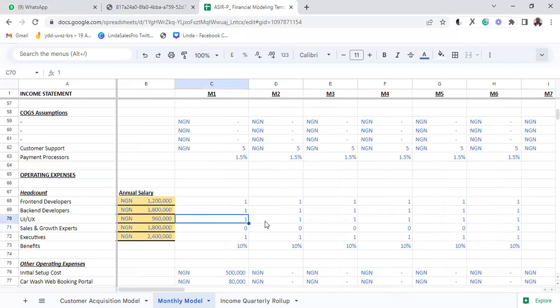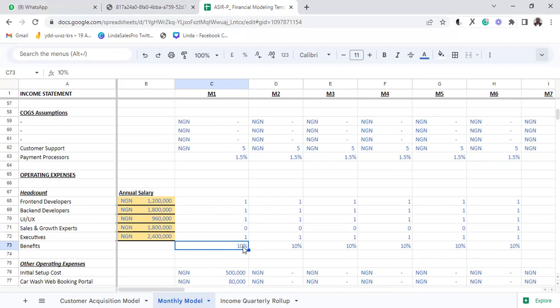Now, UI/UX people, you need one UI/UX person from the beginning, you need one back end, you need one front end, based on, so here, benefits. So if you're giving out benefits, you can factor in benefit. Okay, we give 10% benefit every month. So if we pay you 100 naira, we give you 10% benefit, which is 10 naira.